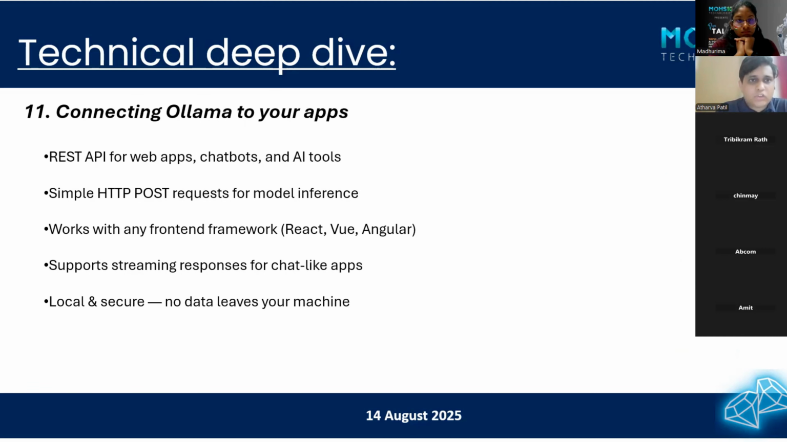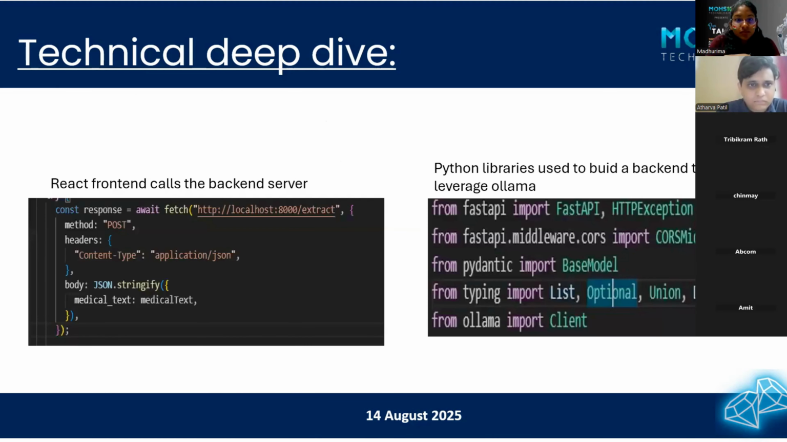Now, after you have downloaded OLLAMA onto a local system, how can you connect it to your apps? OLLAMA provides a REST API for web apps, chatbots, and AI tools. They can be used with simple HTTP POST requests, and it can work with any front-end framework, React, Vue, Angular, whatever. It supports streaming responses for chat-like apps. And it is local, secure, with no data leakage. So this is an example.